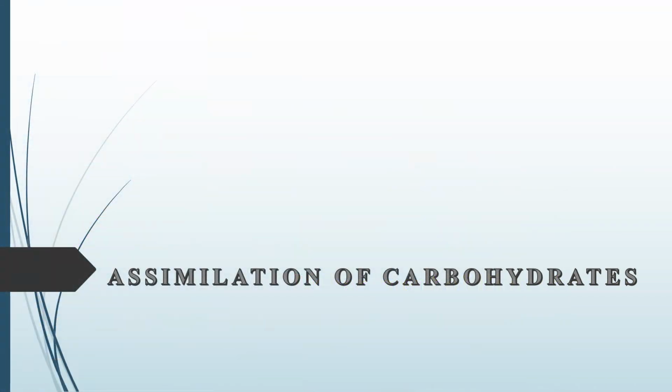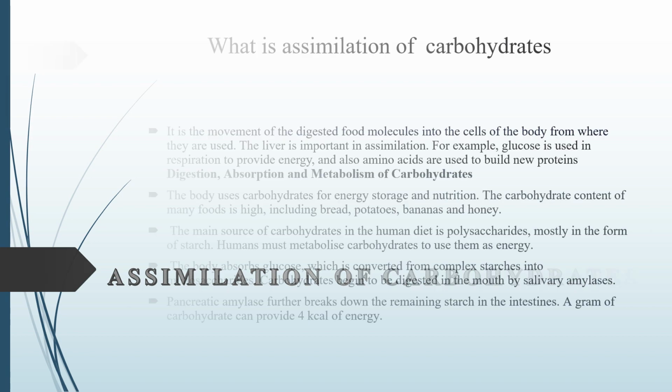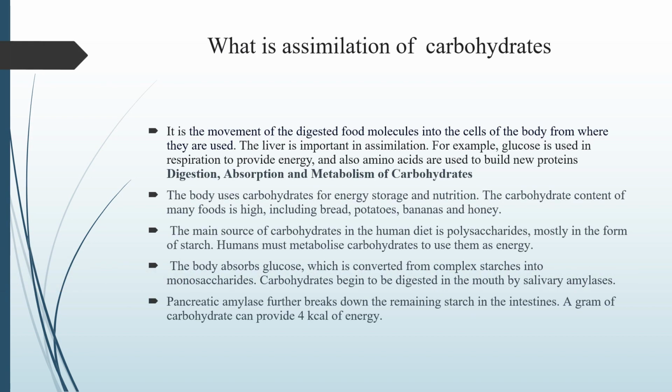Today we are going to see about assimilation of carbohydrates. What is assimilation of carbohydrates? It is the movement of the digestive food molecules into the cells of the body from where they are used. The liver is important in assimilation. For example, glucose is used in respiration to provide energy, and amino acids are used to build new proteins.